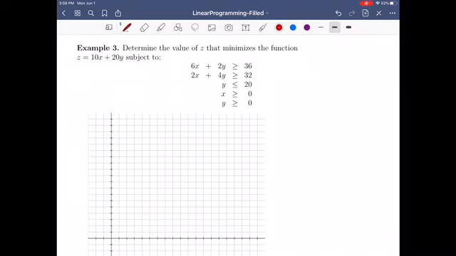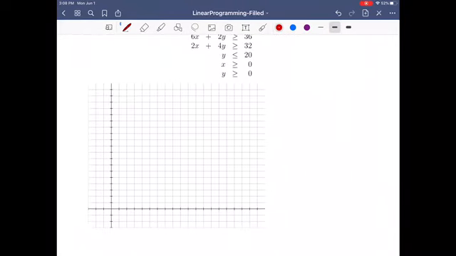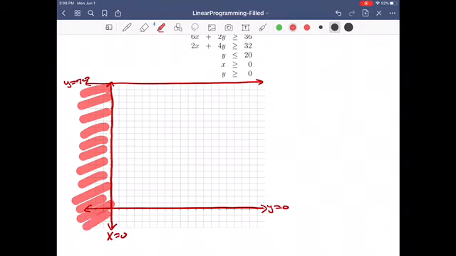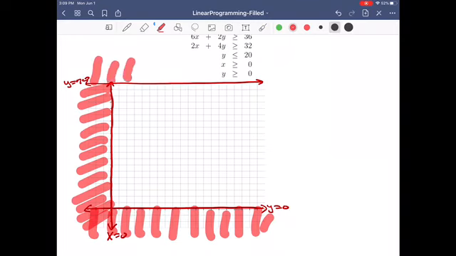So I'm going to do the bottom three like I always do. Okay, so just focus on the constraints first. So this is x equals 0. Okay, this one is y equals 0. And y equals 20 is actually at the top here. Okay, so then we want to the right of x equals 0, above y equals 0, and below y equals 20. Okay, so we're down to this.